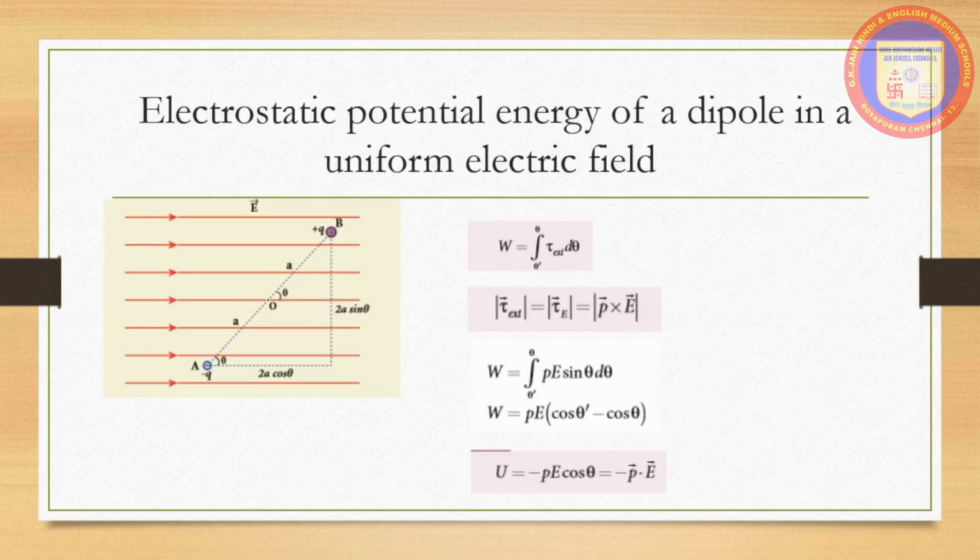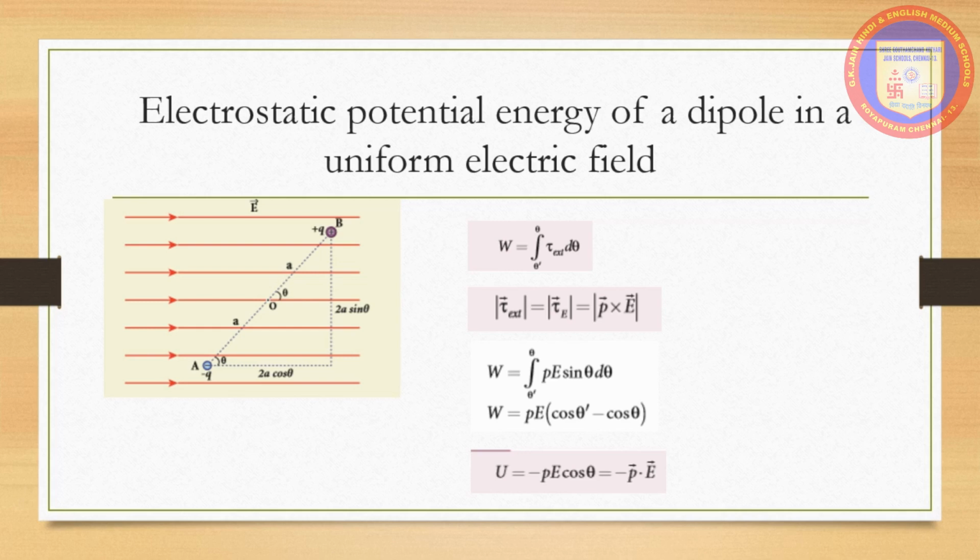The next topic is electrostatic potential energy of a dipole in a uniform electric field. Consider a dipole placed in a uniform electric field E. A dipole kept in a uniform electric field E experiences a torque. This torque rotates the dipole to align it with the direction of the electric field. To rotate the dipole from its initial angle theta dash to another angle theta against the torque exerted by the electric field, an equal and opposite external torque must be applied on the dipole.